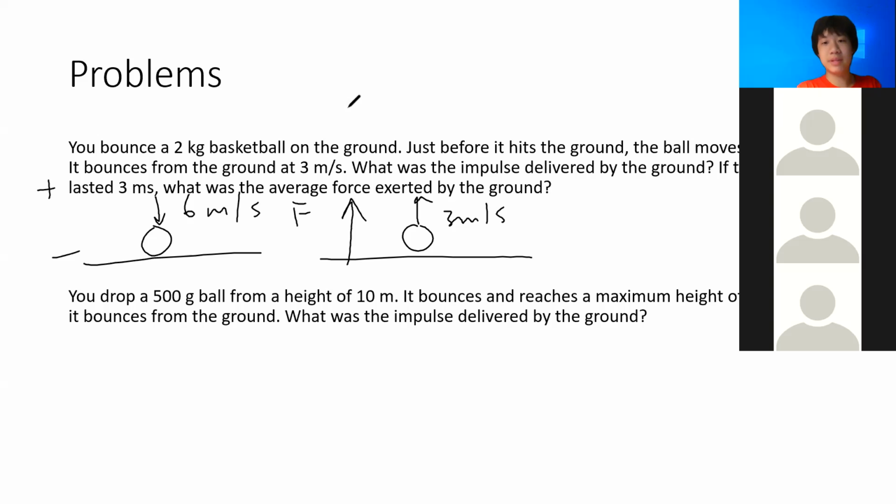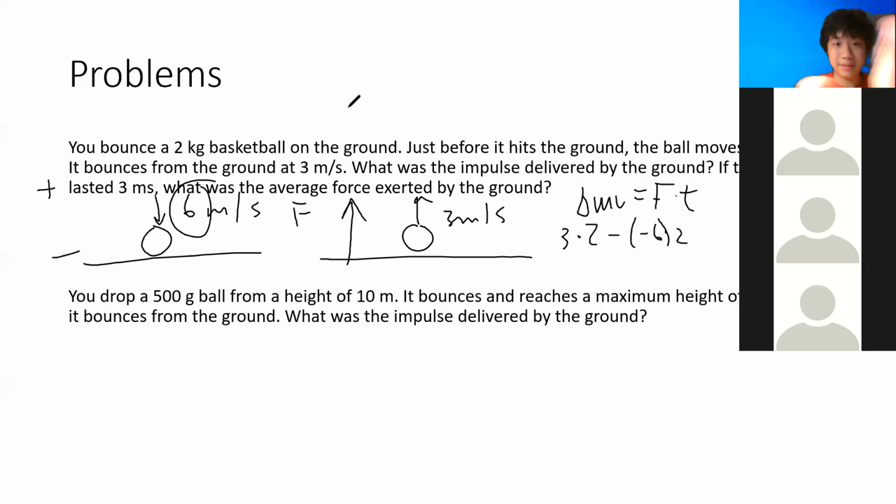So let's set up the change in momentum equation again. Force times time, which is impulse. So this will be the final momentum minus the initial momentum. So what's that going to be? 3, which is positive, times 2, minus negative 6, because here the velocity is negative, times 2. So that's going to be the impulse. So in the end, it's going to be 3 times 2 plus 6 times 2, or 18 kilogram meters per second. All right, so that is the impulse.